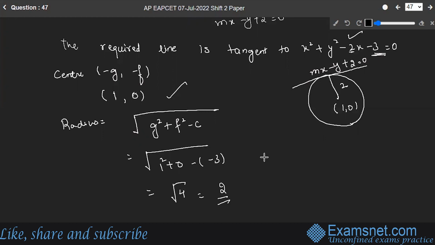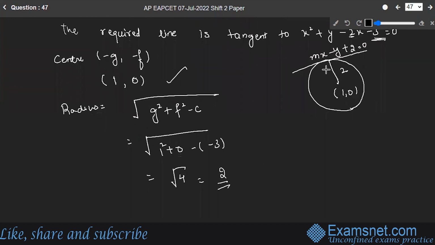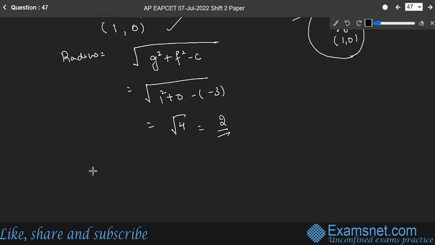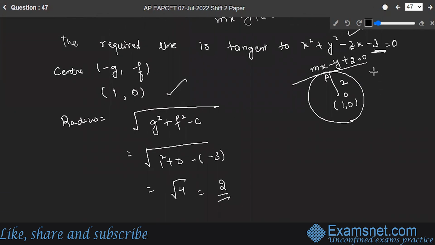All right. So the next thing. Let this point be P and this point be O. So, you know OP length. You know this equation of this line and you know this point. So, what is the point to line distance formula?